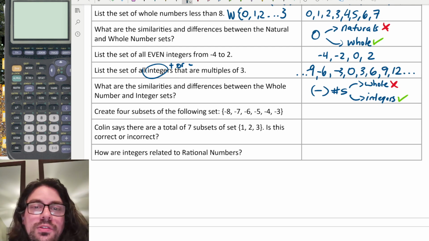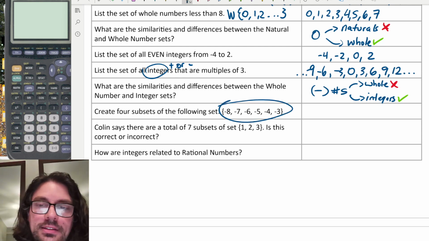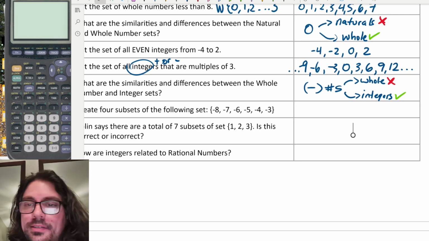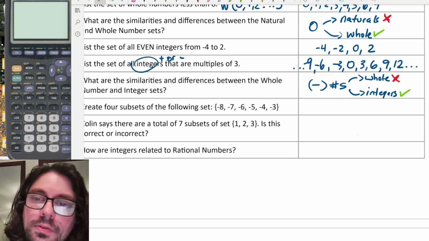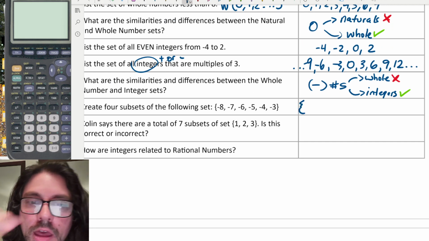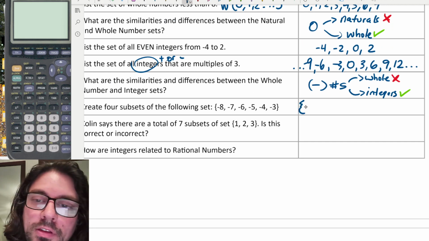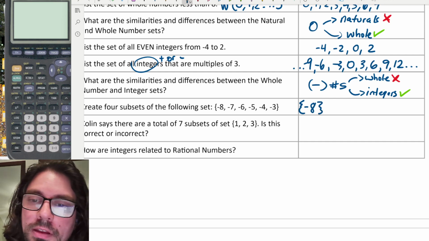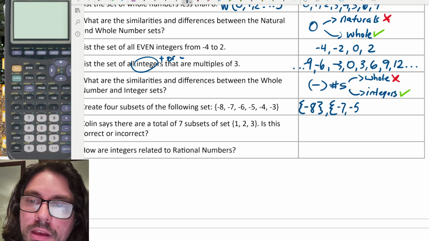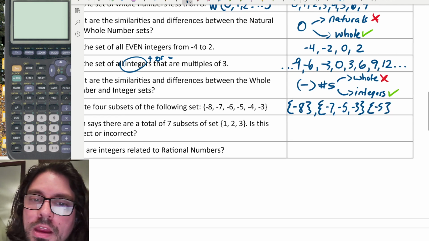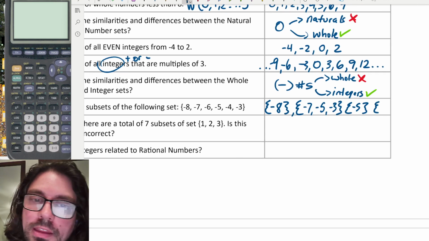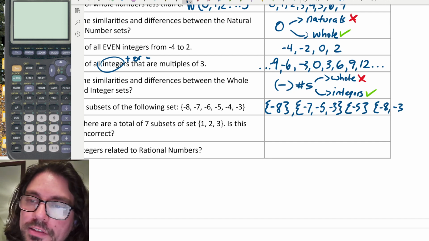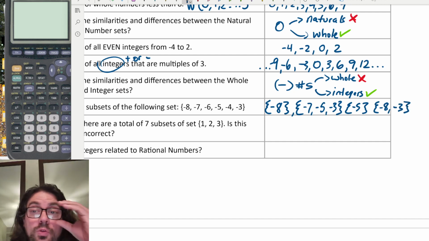Right, create 4 subsets of this set. Not a lot of room to do this here, really, in this handout, is there? Okay, I'm going to create a subset. And the first one, I'm just going to put -8 in. There's a subset. I'm going to make another subset, and I'm going to put -7, -5, and -3 in it. I'm going to make another subset that only has -5 in it. And then I'm going to make another subset that has -8 and has -3, and that's it. So those are my 4 subsets.